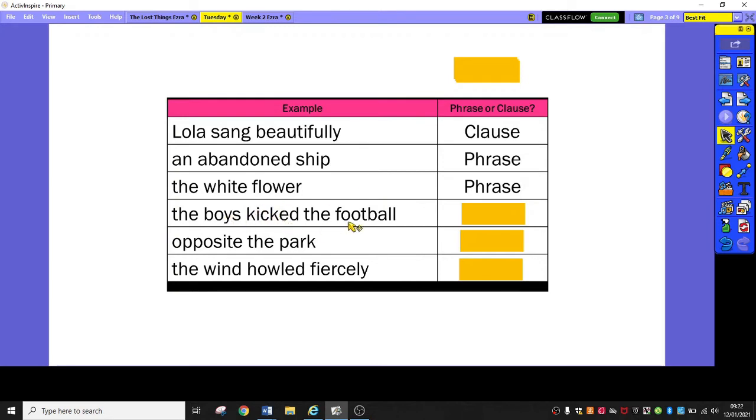The boys kicked the football. Oh, kicked is quite important here. That is going to be a clause because there is a verb within it. Opposite the park is just going to be a phrase, more specifically a prepositional phrase. These are noun phrases, aren't they? Because of flower and ship. Opposite the park, opposite is a preposition, it tells me where something's happening. And the wind howled fiercely, and howled is of course a verb, meaning this is a clause.